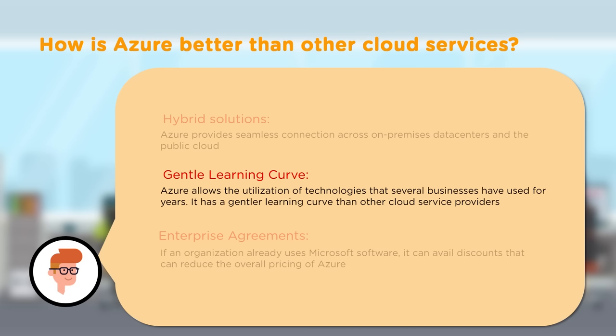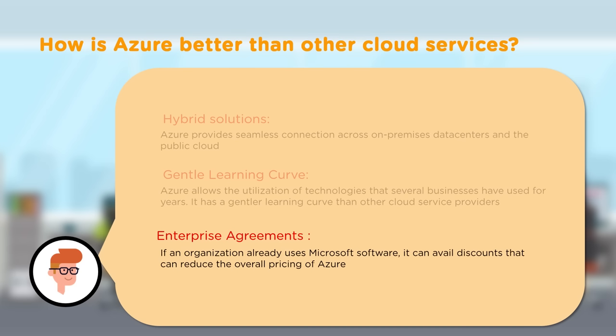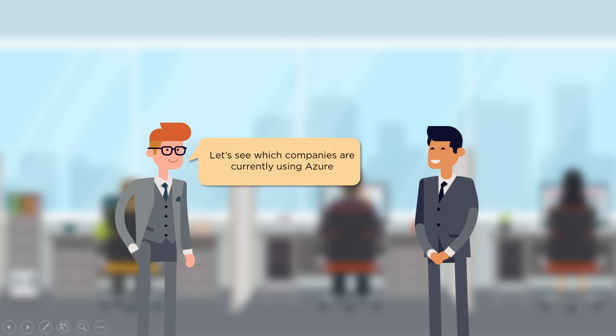Now, this would really impress the CTOs or people working in finance and budgeting. If an organization is already using Microsoft software, they can definitely go and avail, or be bold and ask for, a discount that can reduce the overall Azure spending. In other words, the overall pricing of Azure. So that's the information that helped the CEO pick Azure as his cloud service provider.